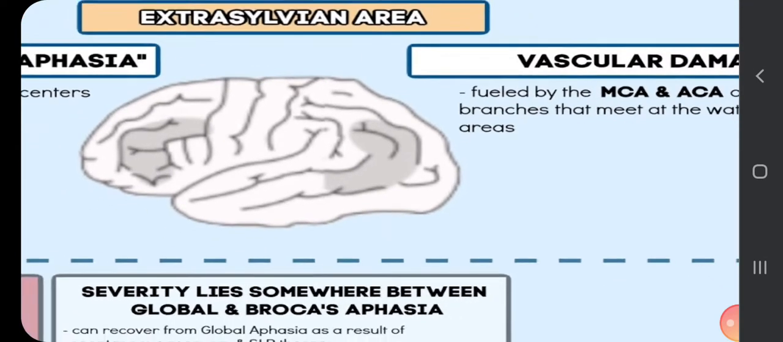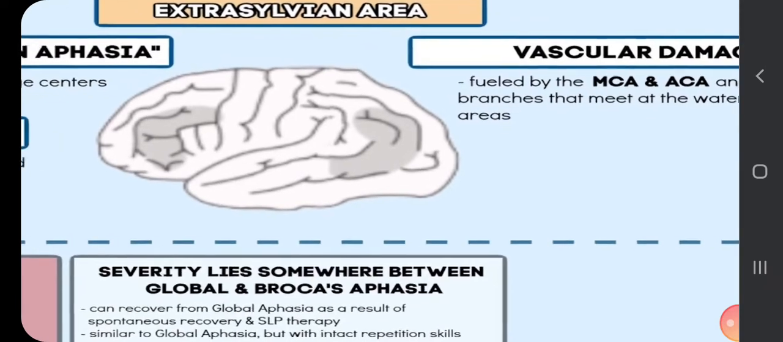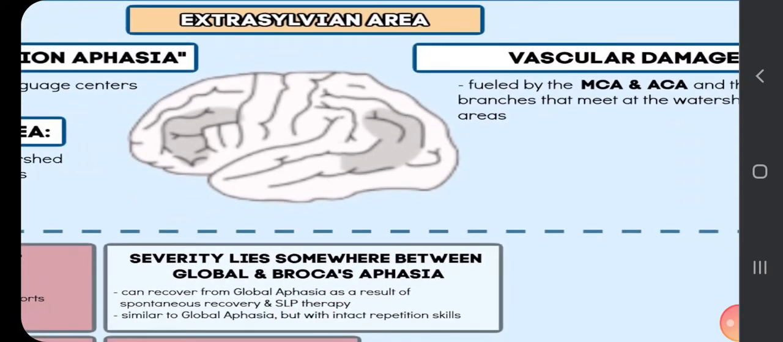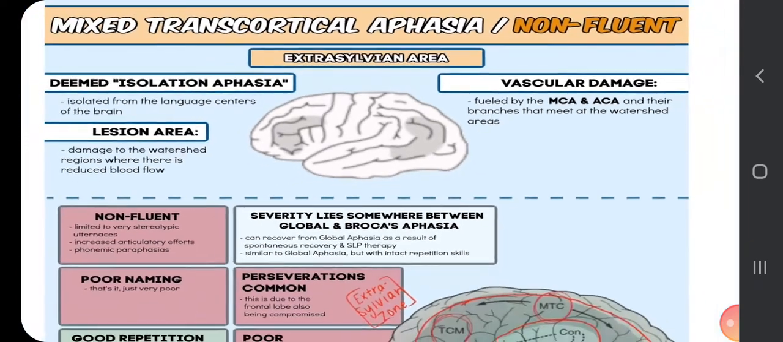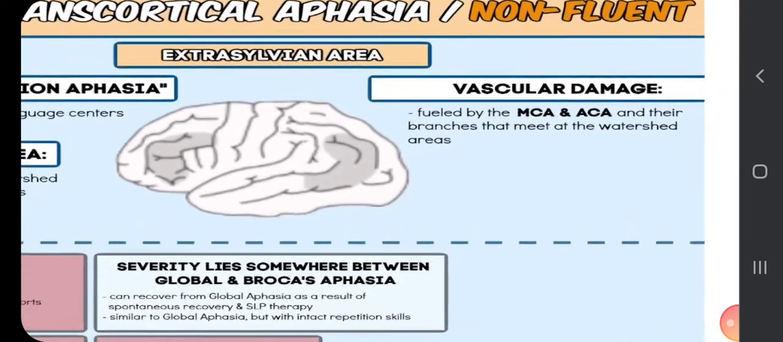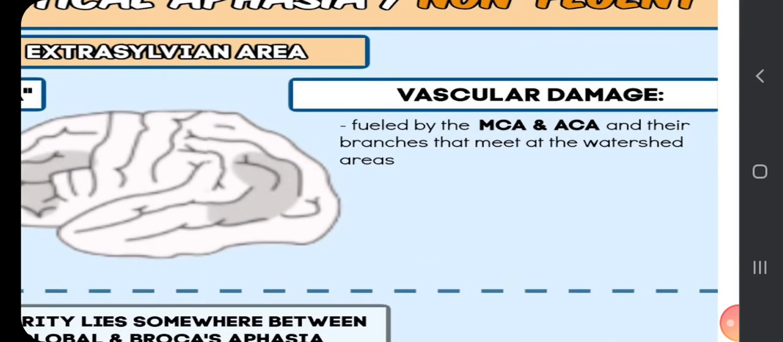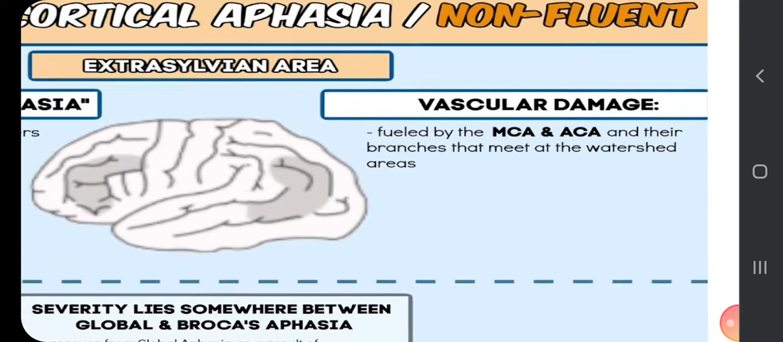Again, I would like to mention here that if you don't know what this area is, it is recommended that you go to the lecture on brain and lesion. There we have explained extensively what this extrasylvian area is. So, the vascular damage is by the middle cerebral artery or anterior cerebral artery, and their branches that meet at the watershed areas.